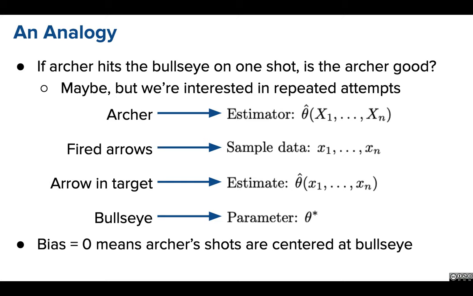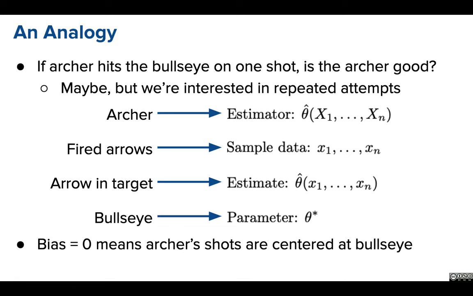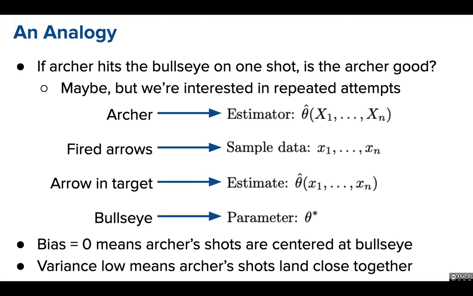So if the bias is 0, that means the expected value of my estimator is the same as my parameter, which in other words means that the archer's shots will be centered at the bullseye. The archer might fire their shots everywhere, but on average, the cloud of shots will be centered at the bullseye of my target. If the variance of my archer is low, that means my archer's shots will land close together. So if my bias is non-zero, but my variance is very low, you can imagine a target where all the points fall in one spot, but that spot is not necessarily the bullseye. I'm trying to get you to imagine bias and variance.